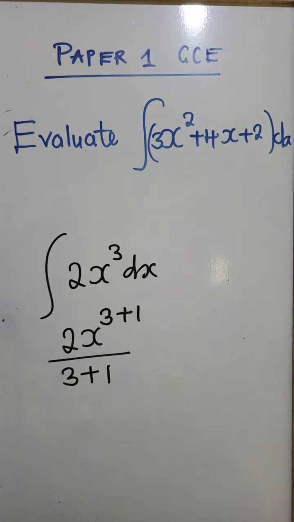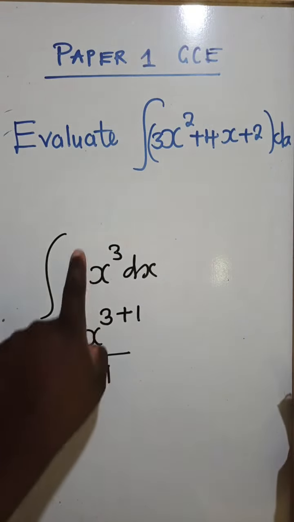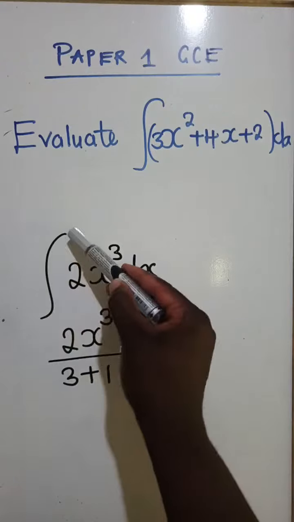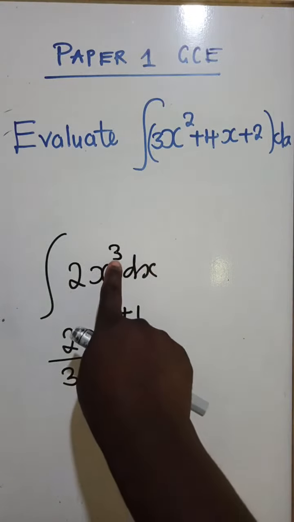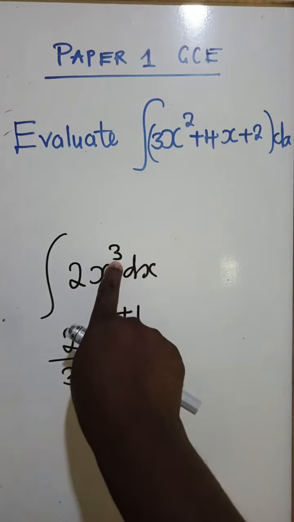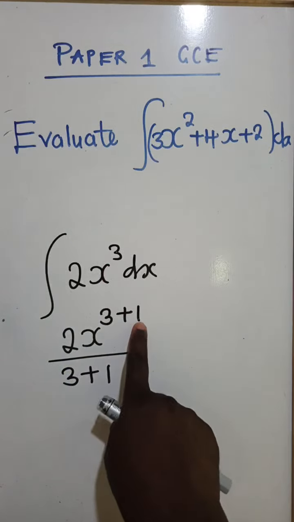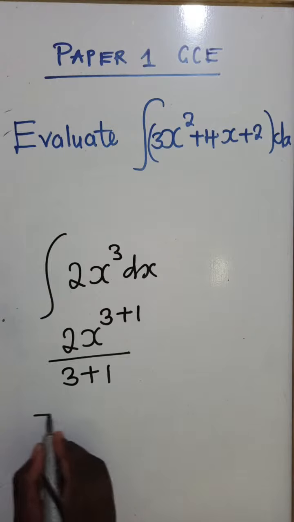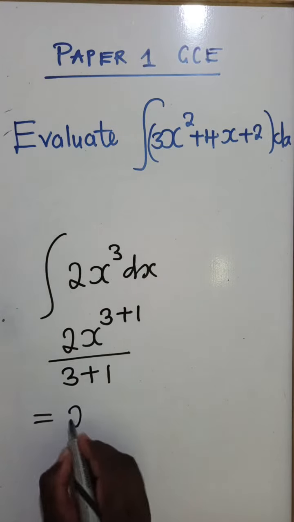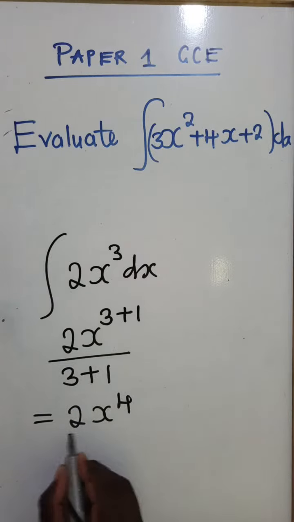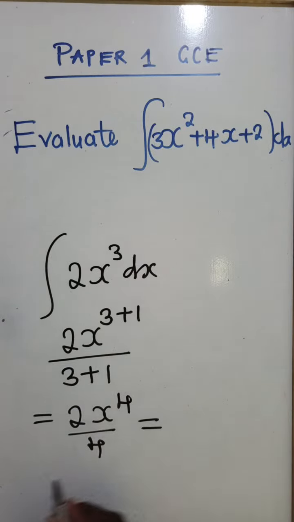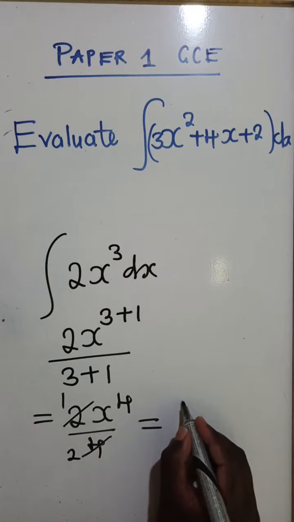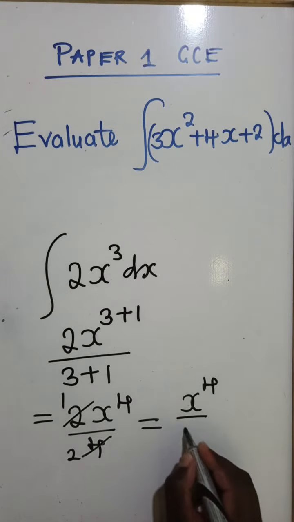Let me repeat this. So let's say you've been given this to integrate. And how do you tell that you've been asked to integrate? This sign that you're able to see, it means integrate. So you're going to add a 1 to the power. It will be 3 plus 1. And now get this power, write it down here as a denominator. And from here, you simplify. This, of course, will be 2x power 4 over 4. And you can simplify further because 2 into 2 is 1, into 4 is 2. So it will be x power 4 over 2.